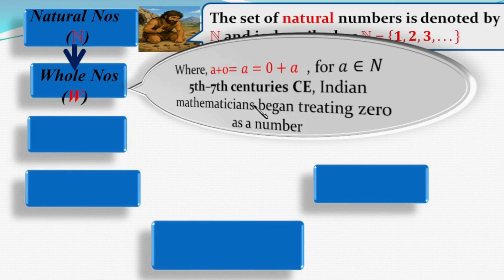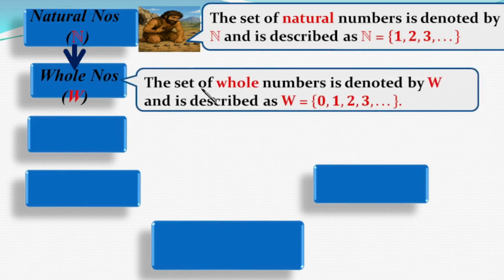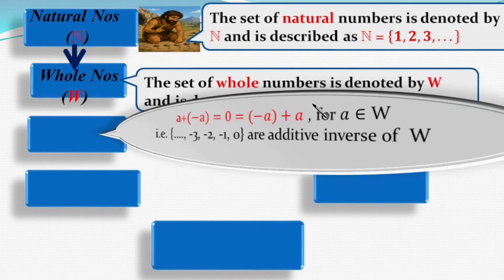Before treating 0 as a number, just the concept of 0 represents nothing. Nothing, or what? Empty. So the set of natural numbers together with 0, which represents nothing or empty, gives you the set of what? Whole numbers, which is denoted by capital W, and capital W starts with 0. Just 0 represents nothing. So far we have whole numbers 0, 1, 2, up to positive infinity.